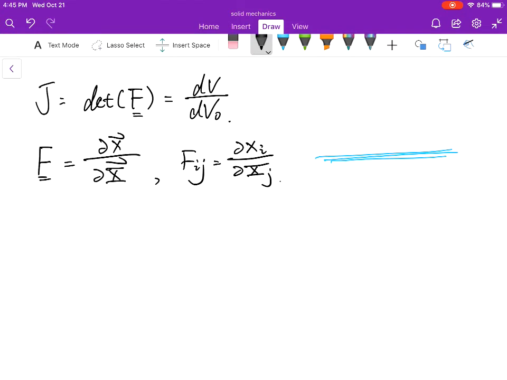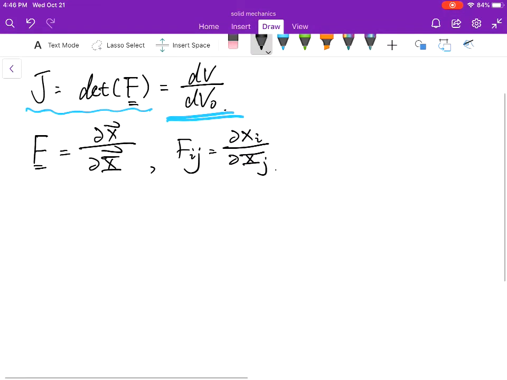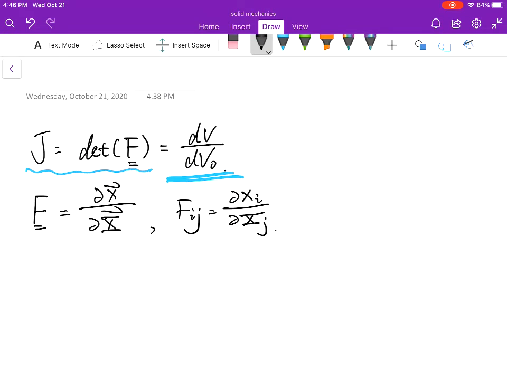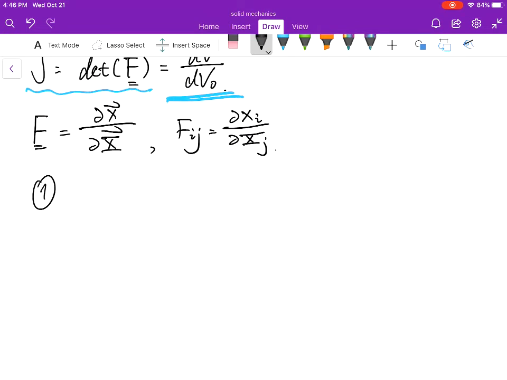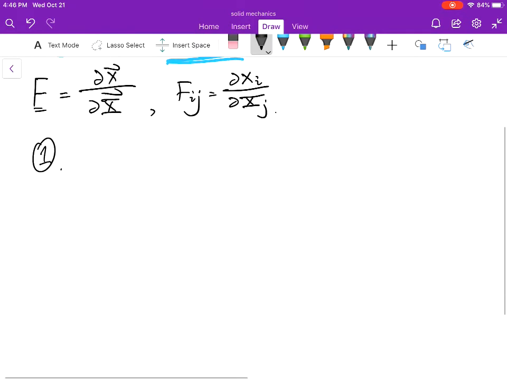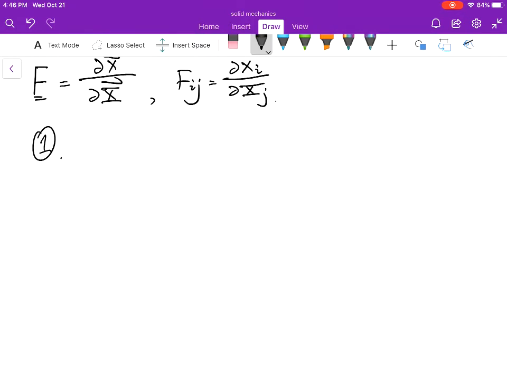Given this, there are two ways to show that the Jacobian, which is defined as the determinant of the deformation gradient tensor, equals the volume change. First, let's review the general definition of the determinant.